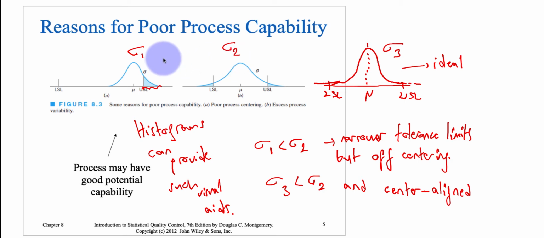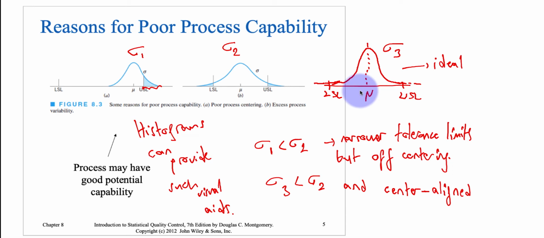In the first case, another reason for the poor process capability, we can observe here that the mean of the process is shifted from the midpoint of the specification limits. In the ideal case, the mean of the process must be at the middle point of the specification range. But here, the process center is off the midpoint of the specification limits. When this is the case, we are producing many more non-conforming products, because this area will be much more than the ideal one. So we are going to get many more non-conforming products. We do not want this, and this is the poor process capability.